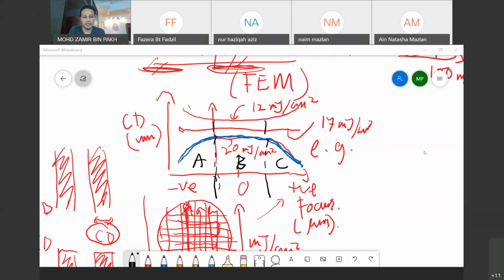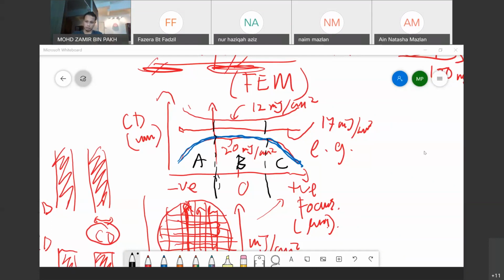The answer is B. Okay, why? You think like region A. In region A, the CD is increasing with change of focus. As you change the focus from negative towards zero, you can see the CD change. It can be gradual, it can be abrupt depending on the magnitude on the y-axis, but you see changes on the y-axis as you change the focus.